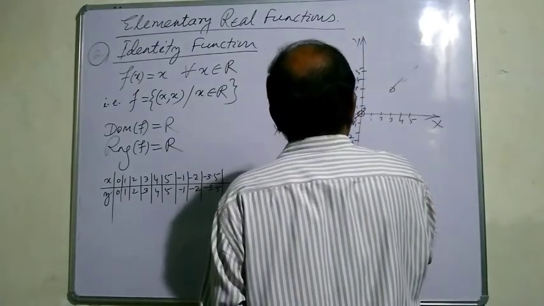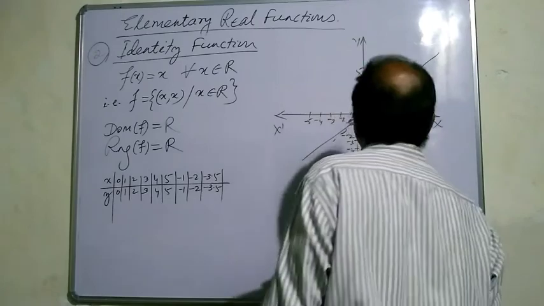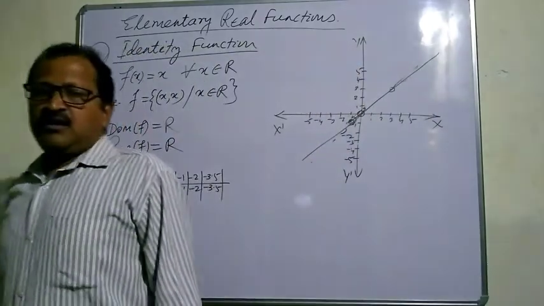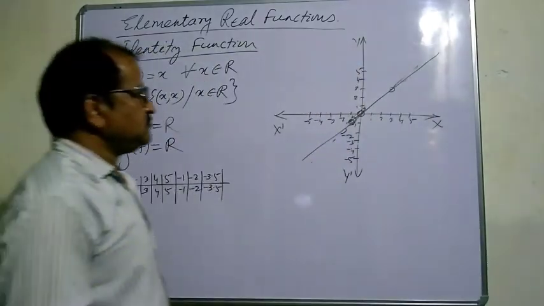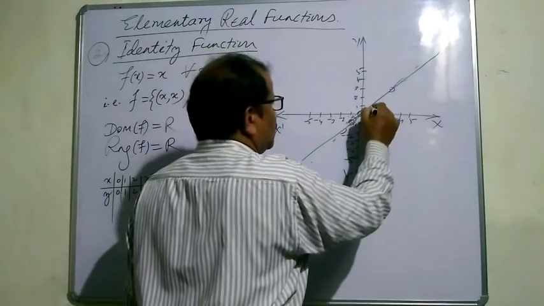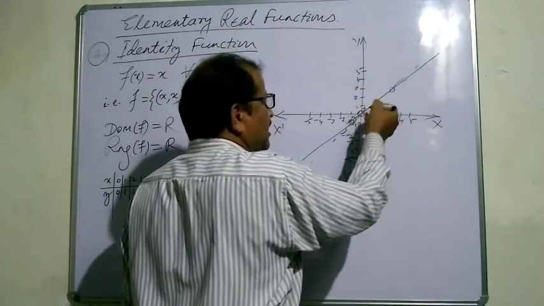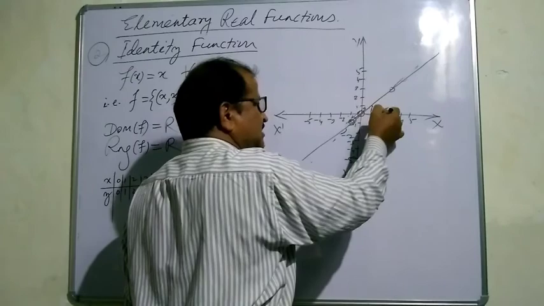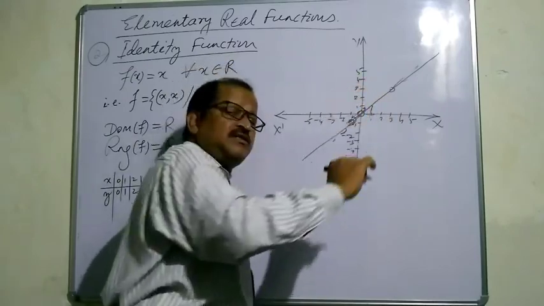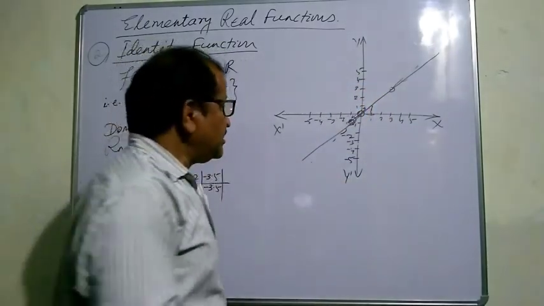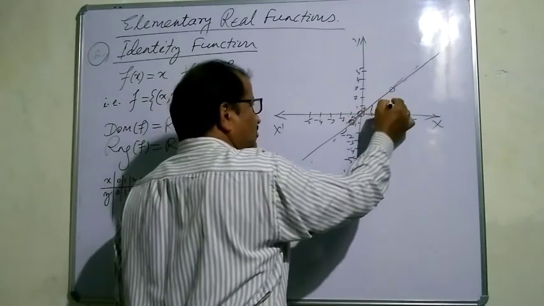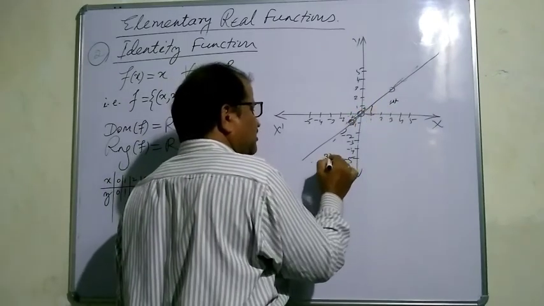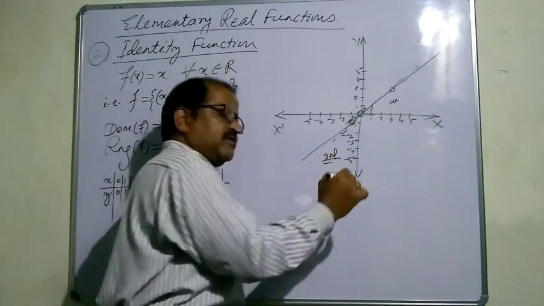It will be a straight line like this. So you see 1, 1. It is equally inclined with the x-axis as well as with the y-axis, and its graph lies in the first quadrant and the third quadrant. Right?